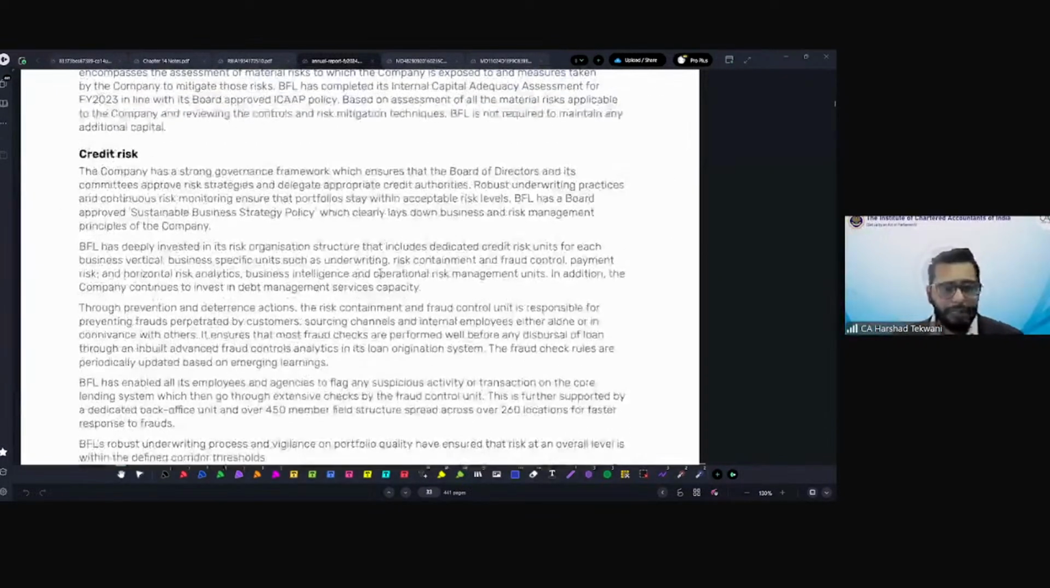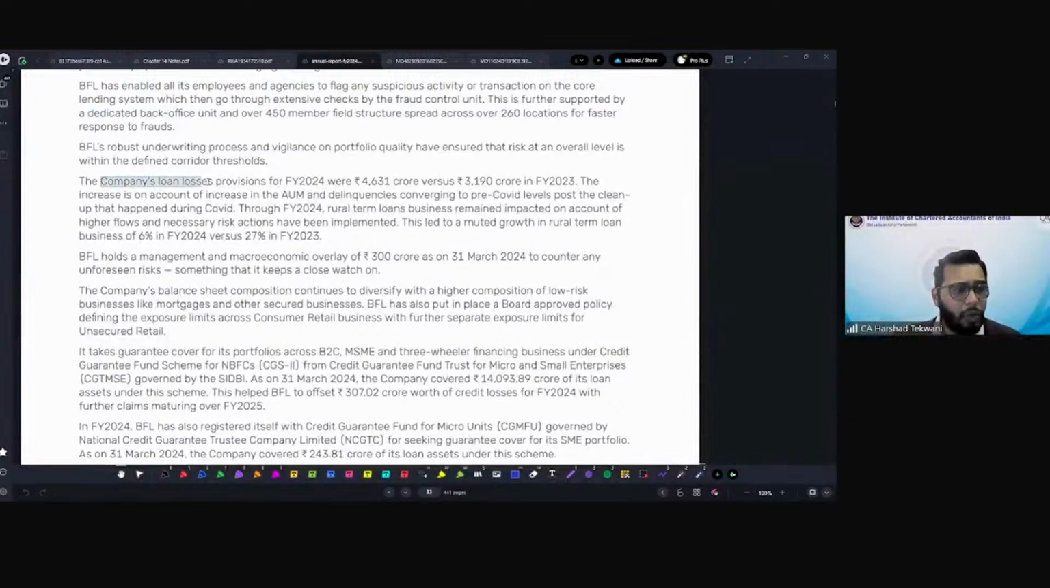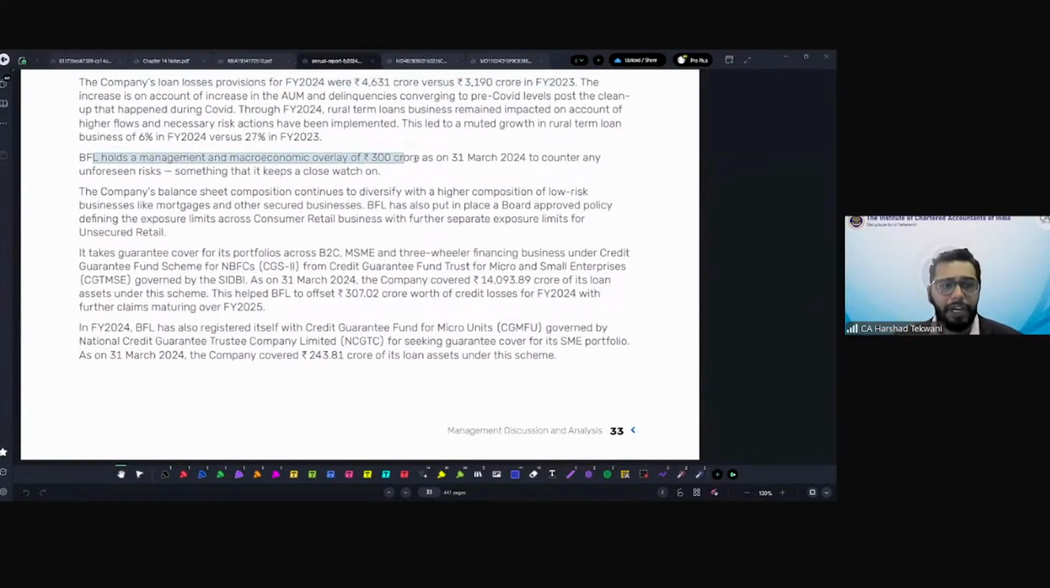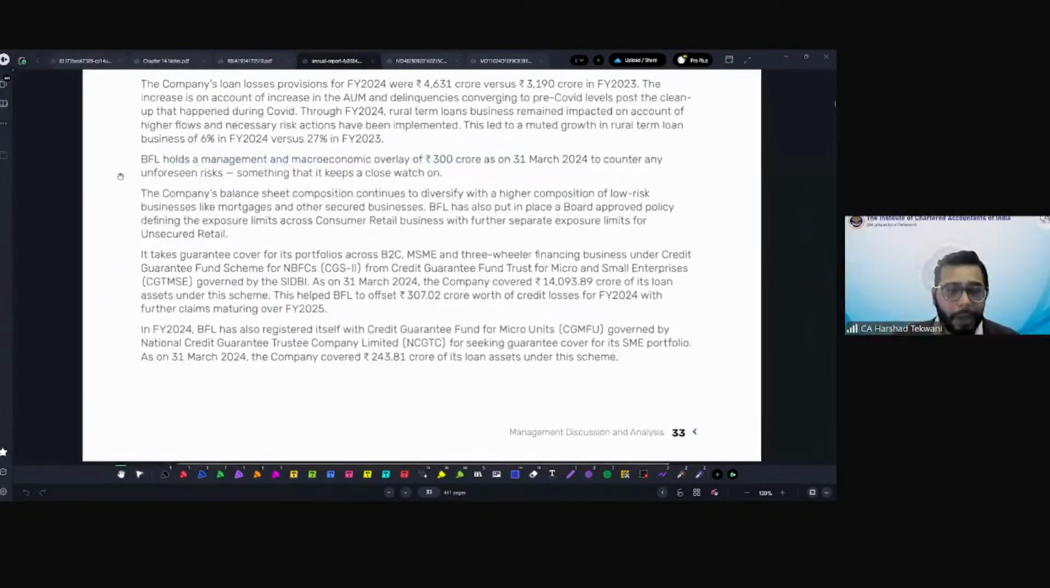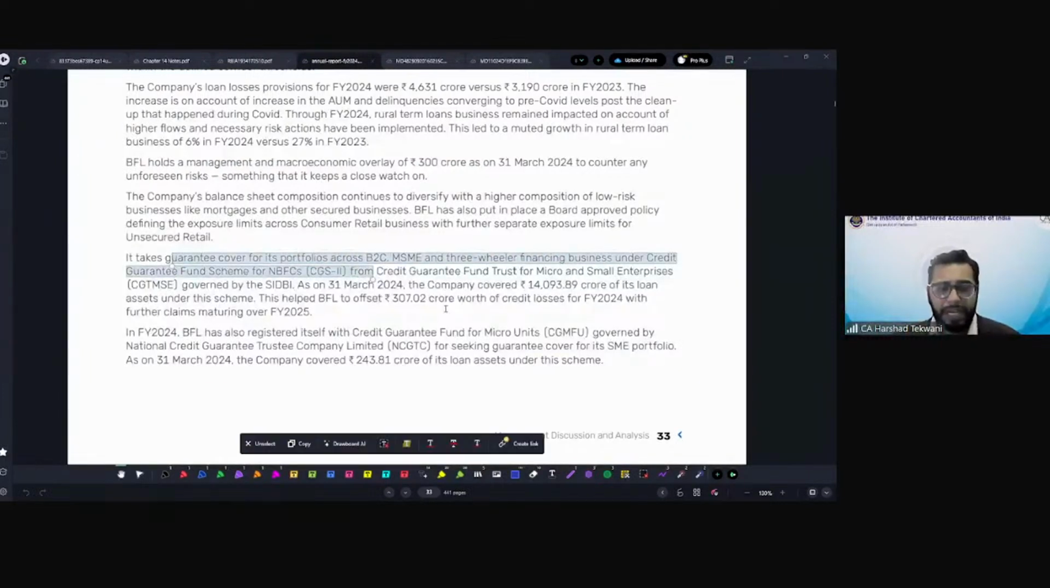Okay. Now, this is something which is already given in the public report, the annual report. You can read it, but I'll just show you. Now, the company's loan loss provision says this much CR versus this in this year. And if you see, the bank holds a management and macroeconomic overlay of 300 CR for this particular year for unforeseen risk. Plus, if you see over here, they have a guarantee cover for its portfolio. A lot of things are there that they have mentioned they have against the credit risk.